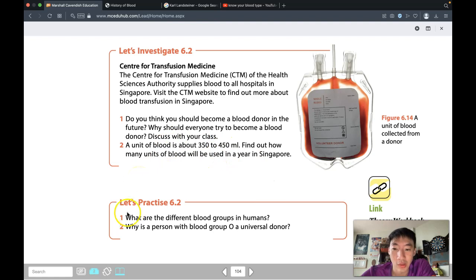Okay, let's practice some questions. What are the different blood groups in humans? Very easy. A, B, AB, and O. And also we have the RH positive and RH negative, but they are not important. Why is a person with blood group O a universal donor? That is because their red blood cells do not contain either A or B antigens. Therefore, it's accepted in almost any other person.